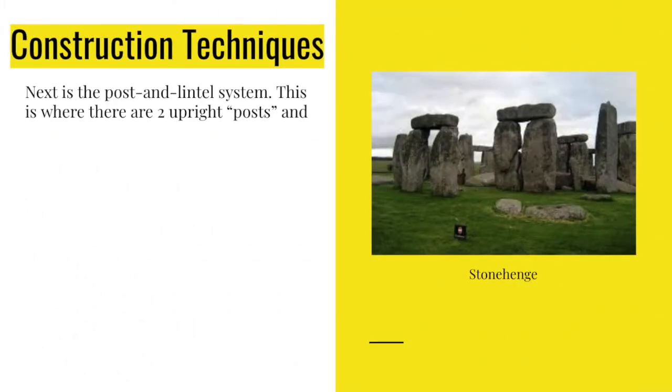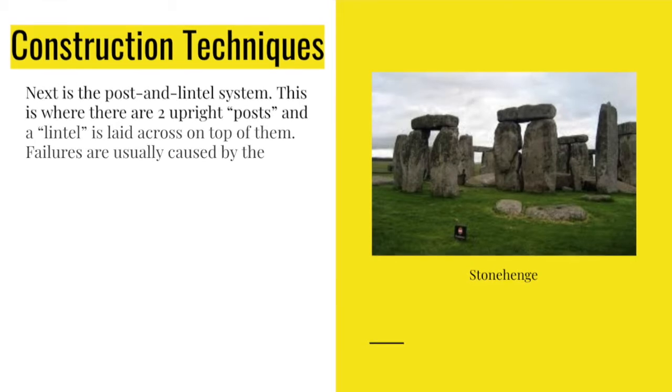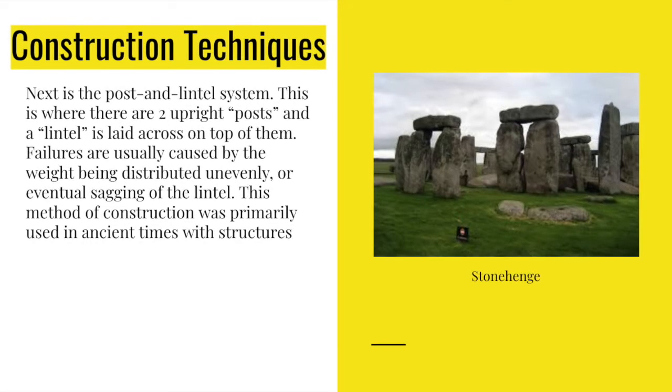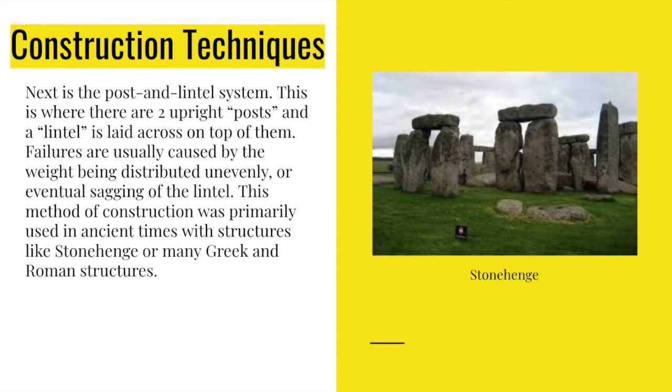Next is the post and lintel system. This is where there are 2 upright posts, and the lintel is laid across on top of them. Failures are usually caused by the weight being distributed unevenly or the eventual sagging of the lintel. This method of construction was primarily used in ancient times with structures like Stonehenge or many Greek and Roman structures.